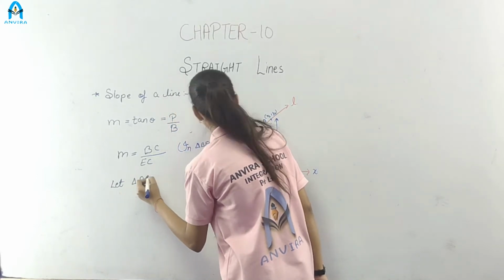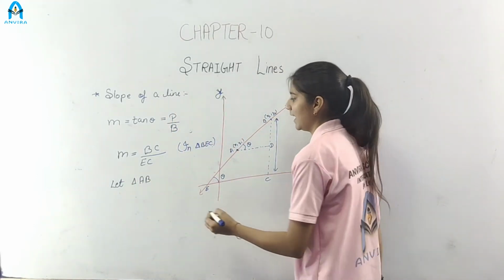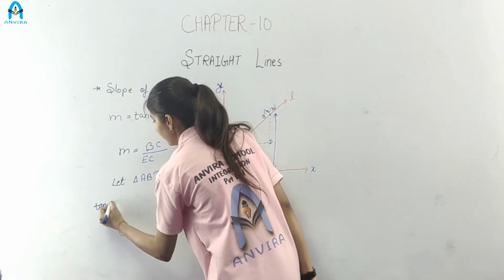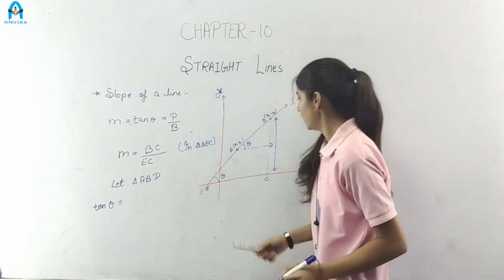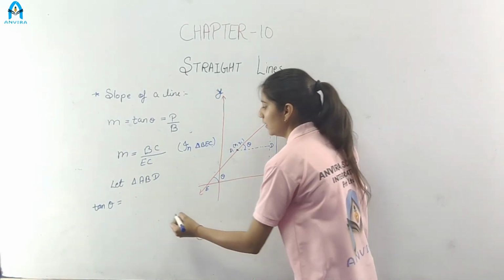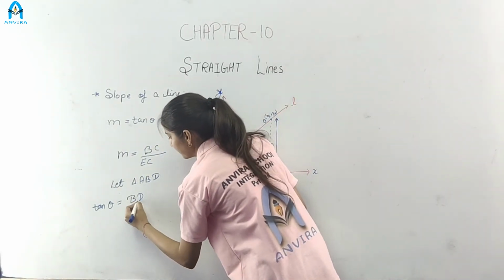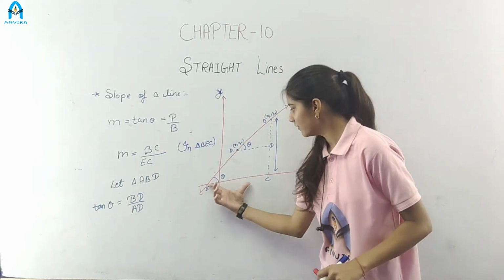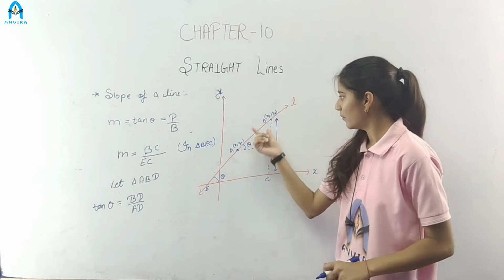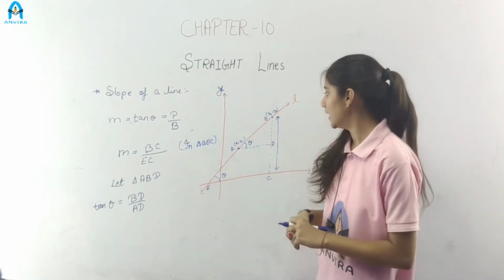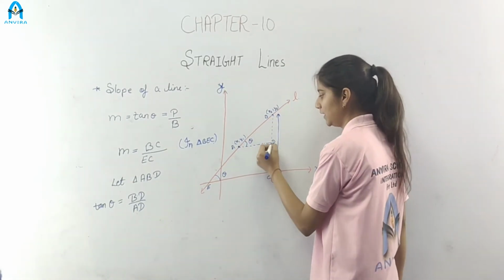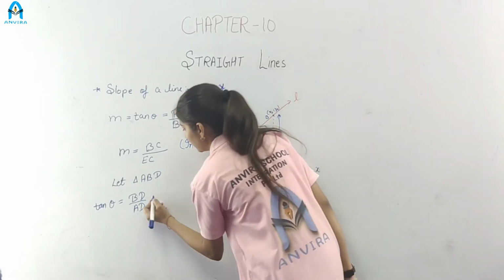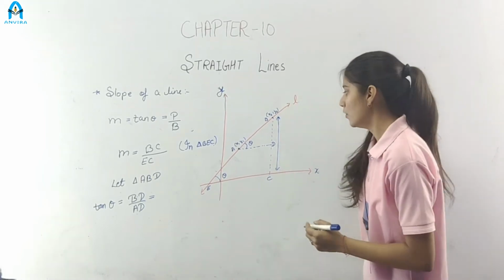Triangle ABD. Here tan theta will be, what is our tan theta? BD upon AD. Since we don't have any coordinates given for those points, I have taken this triangle ABD, so I can find out the coordinates of the respective points.